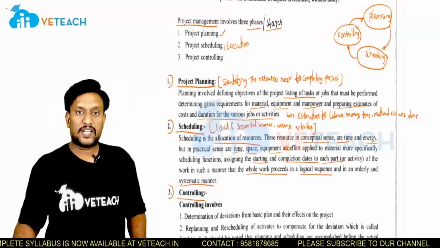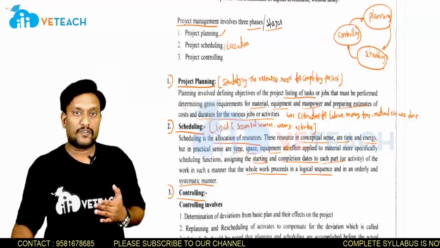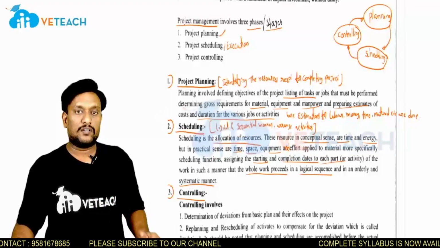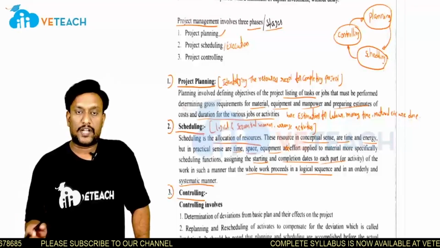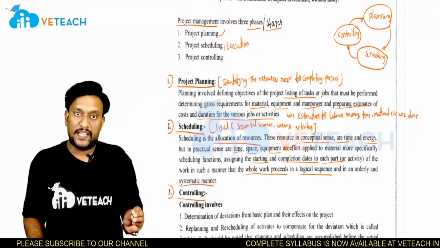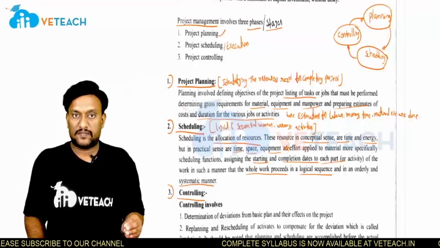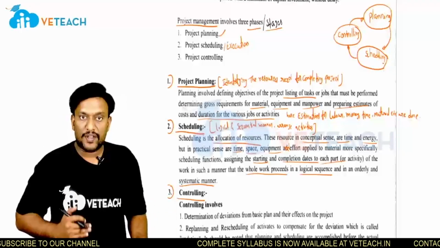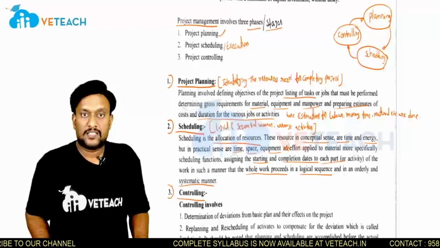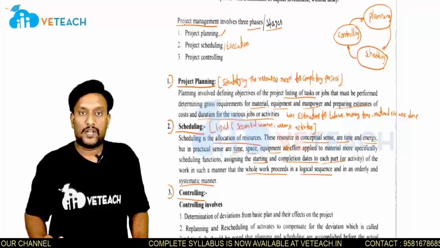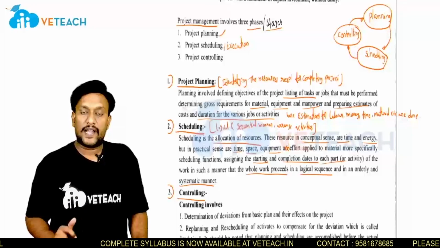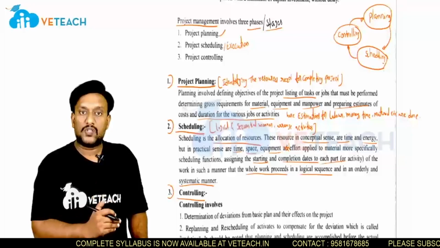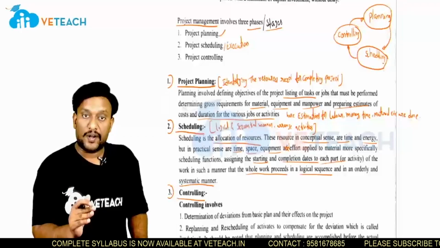Next we will see controlling. Generally, before the start of the work we do planning and scheduling. After the start of the work we do controlling. Once the work has started, planning is finished and scheduling is finished, and now the work is going on. In that case, controlling is very, very important. How do you do the controlling? You have to observe and monitor whether the work is going ahead of schedule or behind schedule.